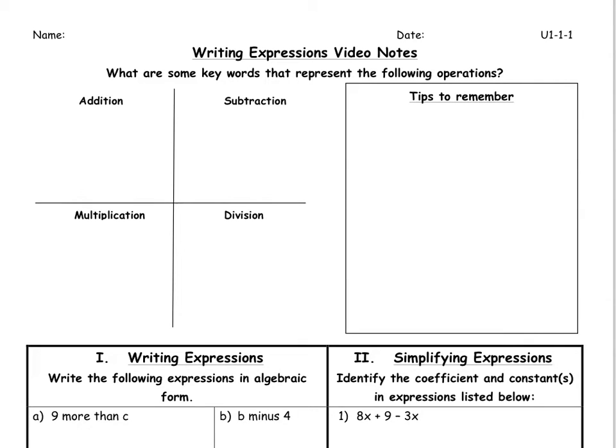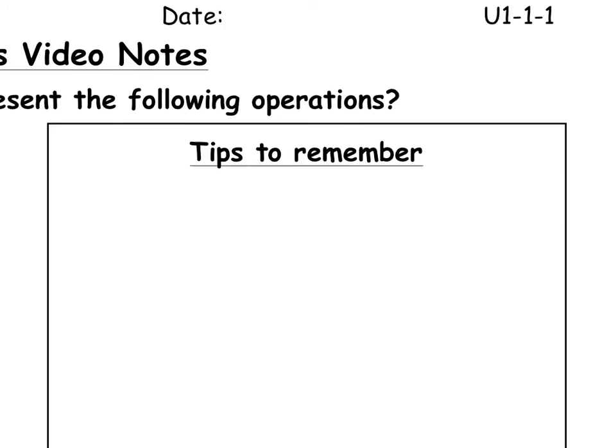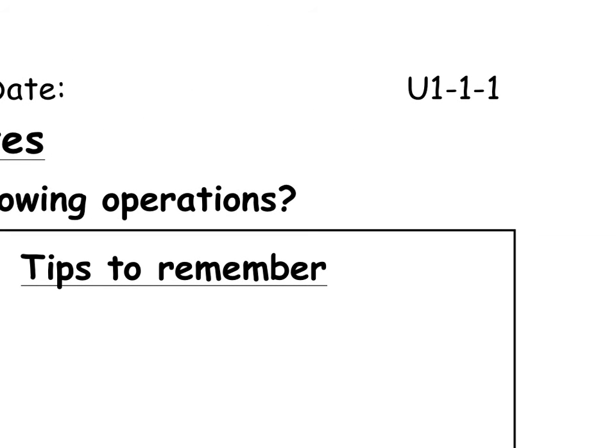A couple things, or one thing I want to point out to you is this number up here in the upper right hand corner. The U1 means that this is Unit 1 for NC Math 1. The next number tells us what day in the unit, so this is the first lesson or day 1 for Unit 1. And the next one right there tells you that this is the first activity for day 1 of Unit 1.